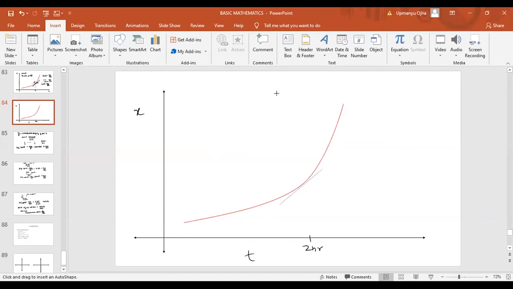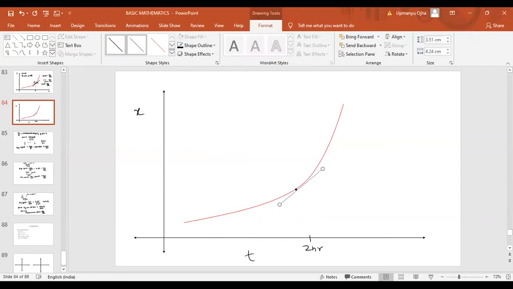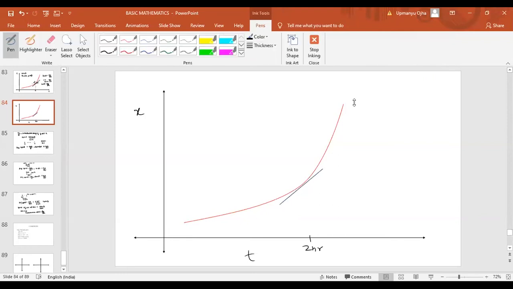See, I have drawn the tangent at this point. So at 2 hours, what was the speed of the car? That was the slope of this tangent. It will have a particular displacement also, say x. 0.05 was the displacement there. So the average speed over this interval will be equal to delta x by delta t.